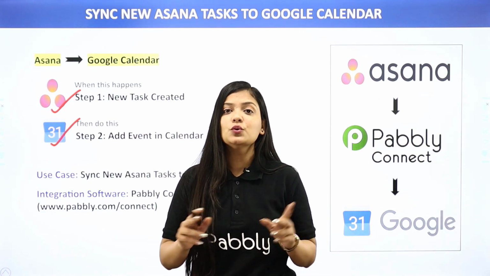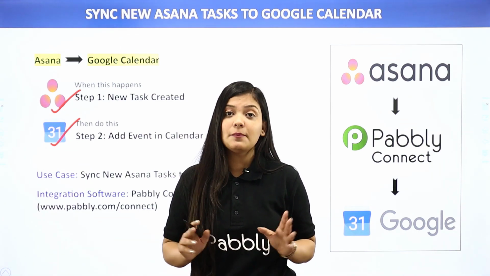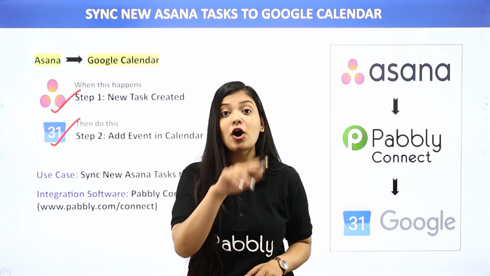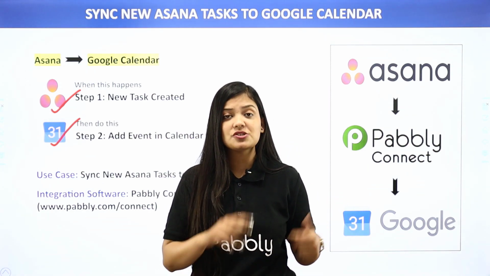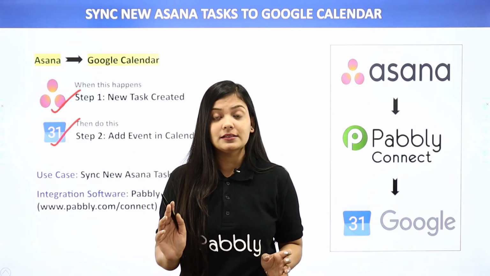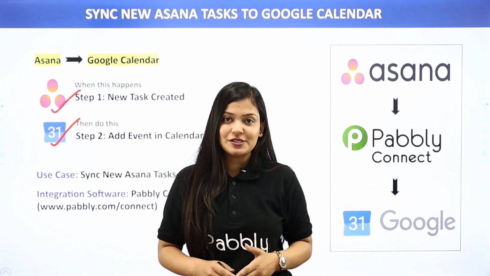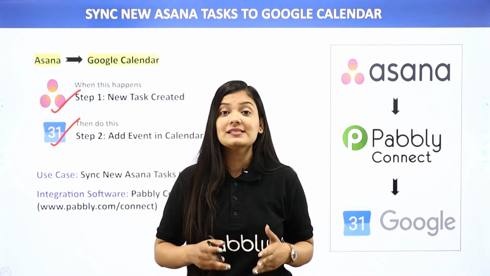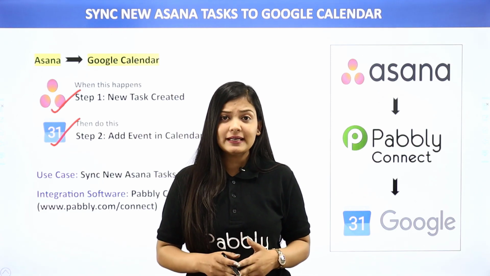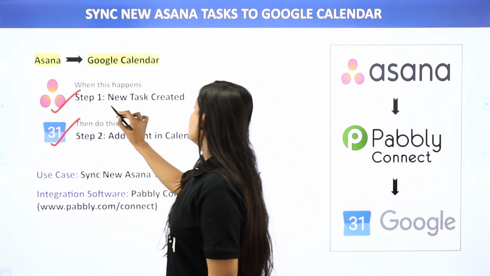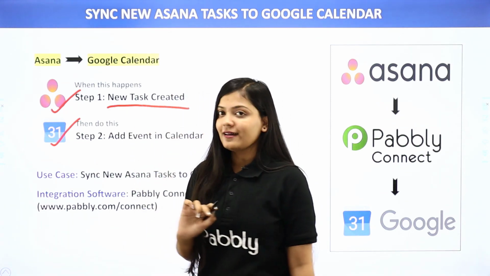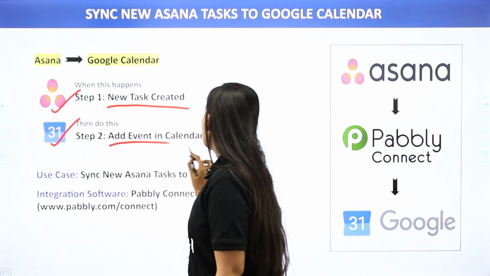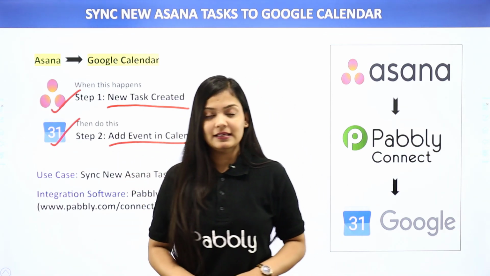For that, we have two ways available. The first one is the manual one, in which we have to manually copy all the data from our Asana application and then paste it to our Google Calendar. Or the second option is automation. So obviously, I'm going to go with the second option and automate it so that whenever there's a new task created in our Asana account, a new event will be automatically created in our Google Calendar.